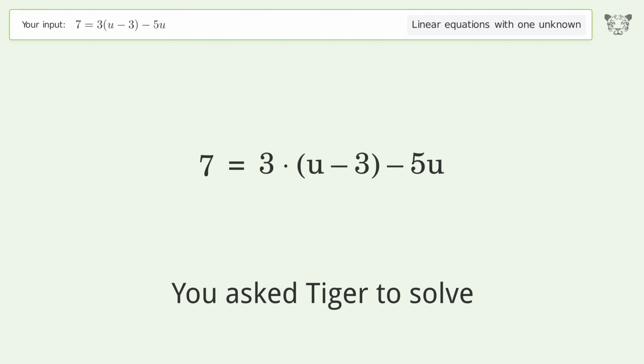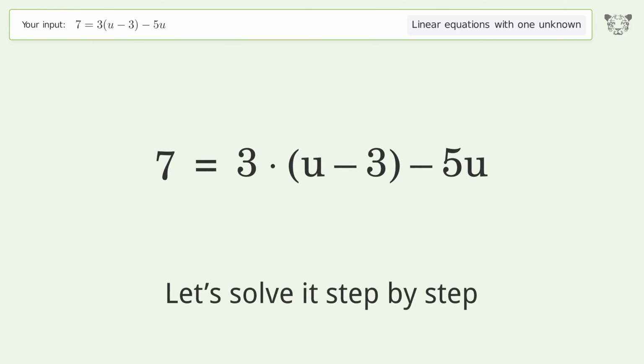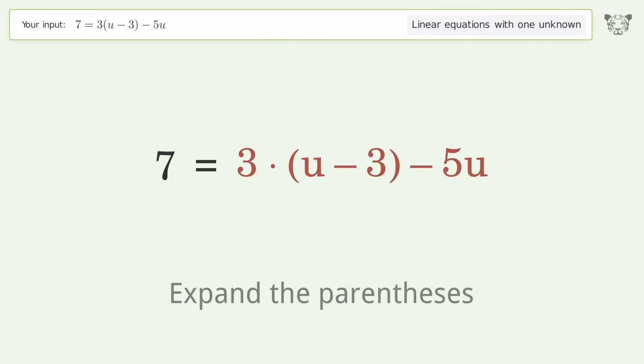You ask Tiger to solve. This deals with linear equations with one unknown. The final result is u equals -8. Let's solve it step by step. Simplify the expression. Expand the parentheses.